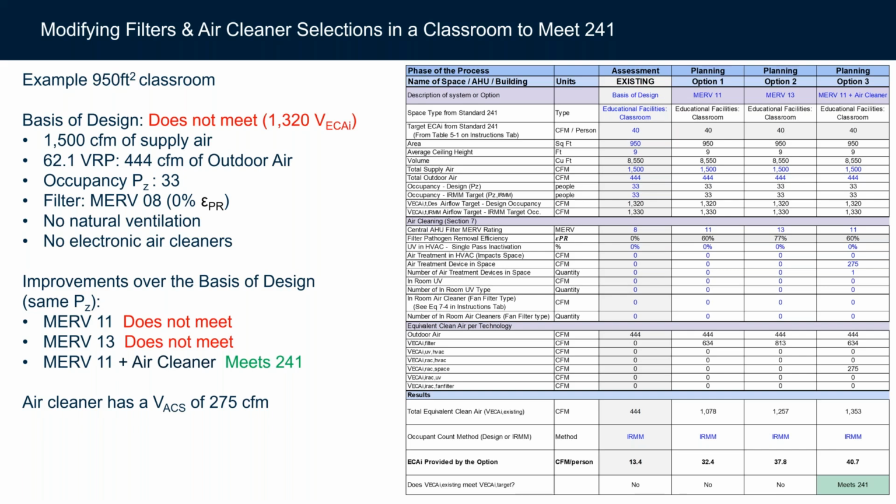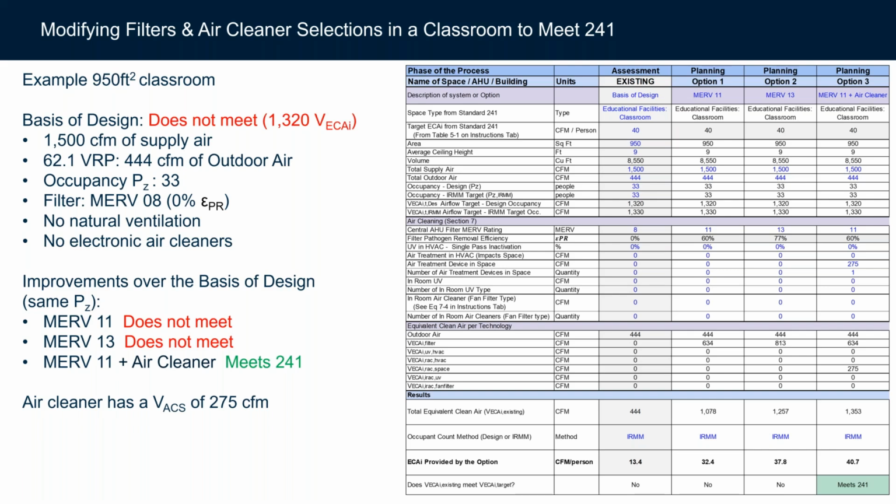If you run the VRP with the occupancy of Pz of 33 people, and it had a pre-filter of MERV 8, you could see here that the MERV 8 gets no benefit. Your basic design based on just basic 62.1, you would come up to 13.4 CFM per person, right? So you don't meet the IRMM. Next, let's change out that filter from a MERV 8 to a MERV 11. So now you get the 60% efficiency removal rate. And notice it's a big jump. You go from 13.4 to 32.4.